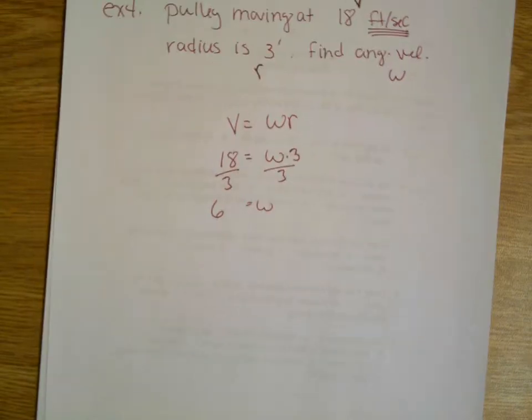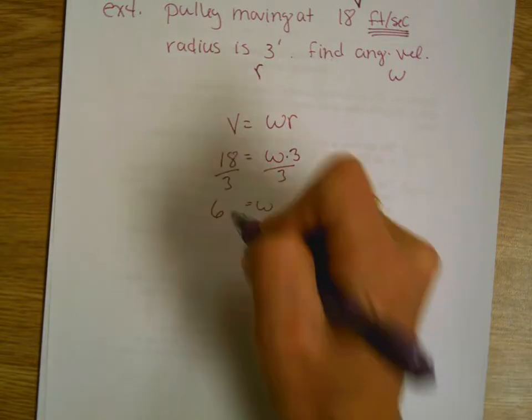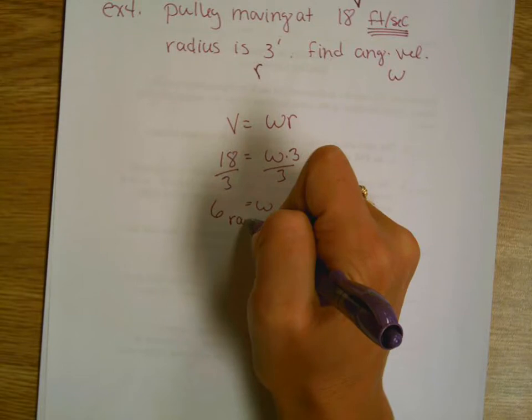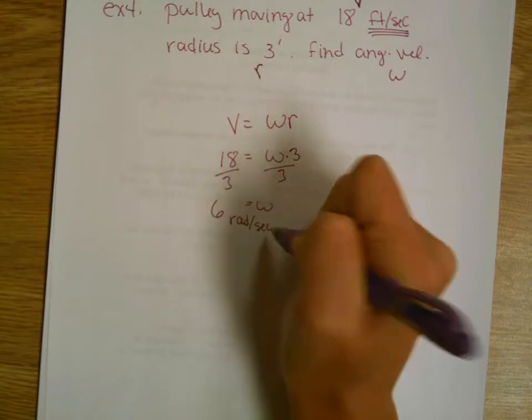6 what? That would be a theta. This is a velocity per second. Radians per second.